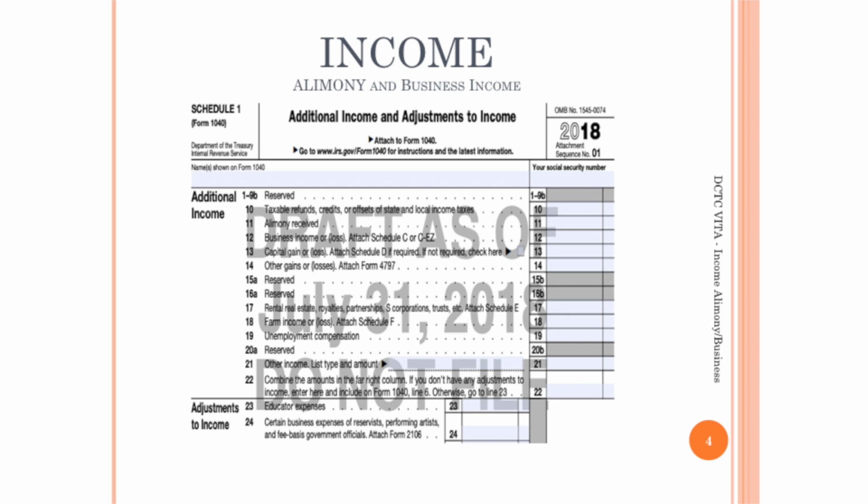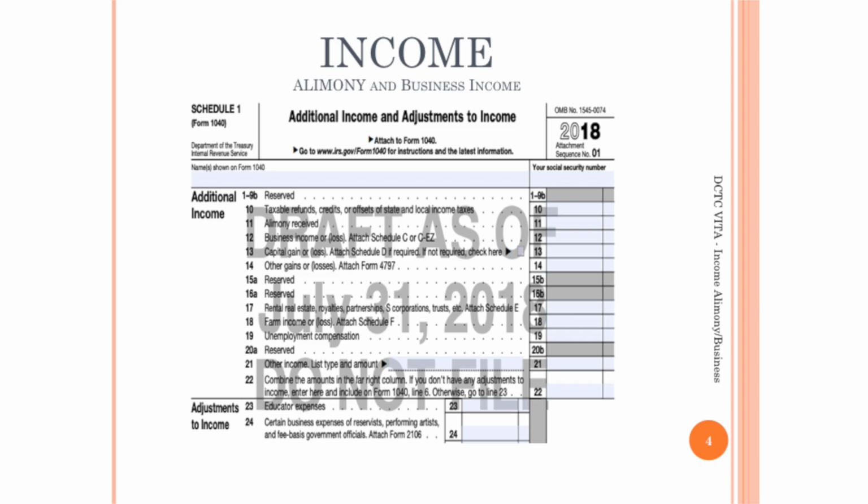Line 11 deals with alimony received. If you can recall from the Income Quick Reference Guide from Publication 4012 D1, alimony is one of the taxable income items. If a taxpayer receives alimony from an ex, it needs to be included in income. Alimony has its own line on the income page in TaxSlayer software.